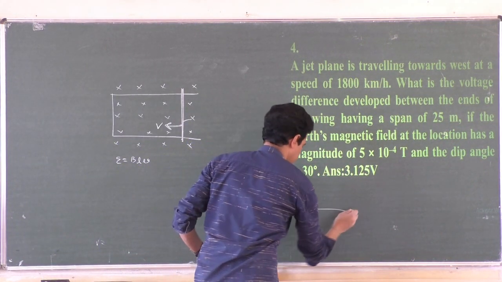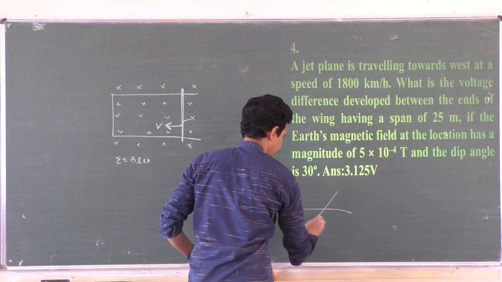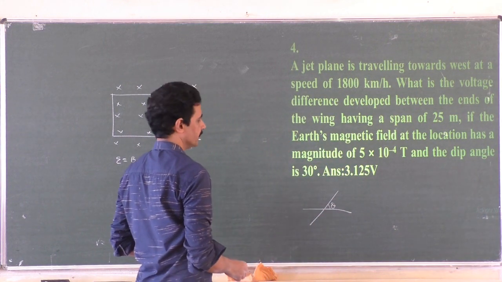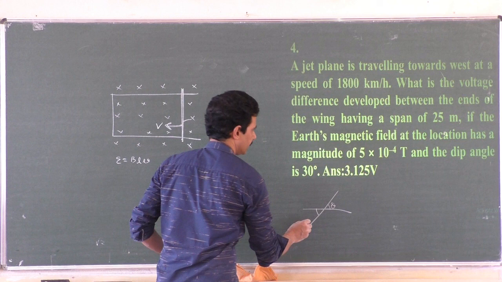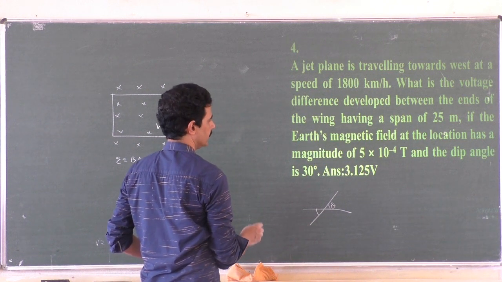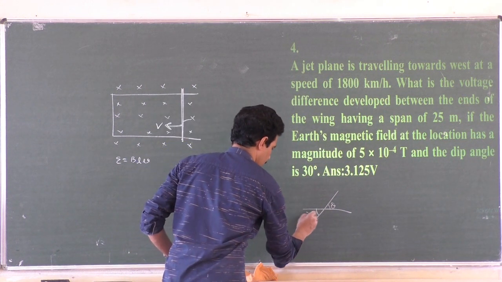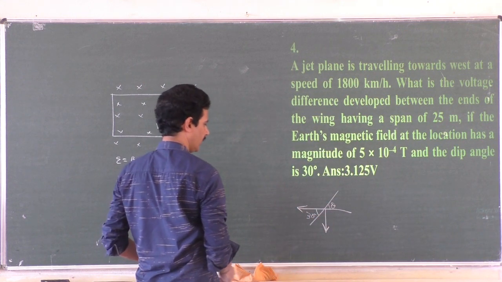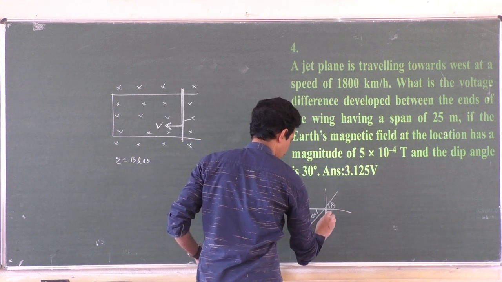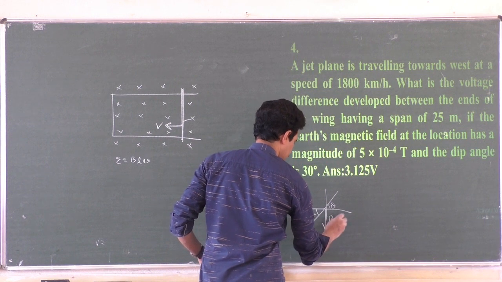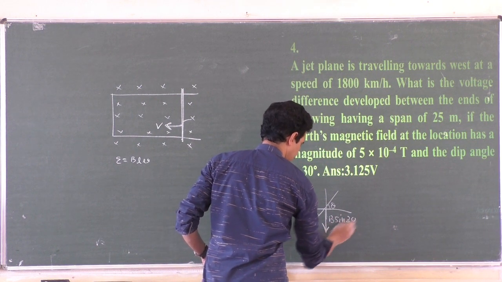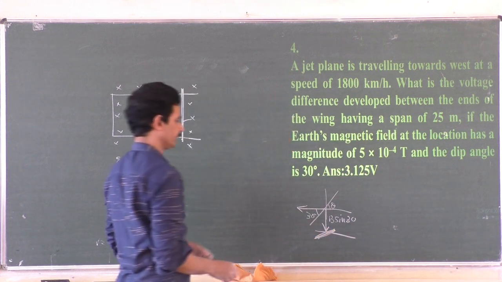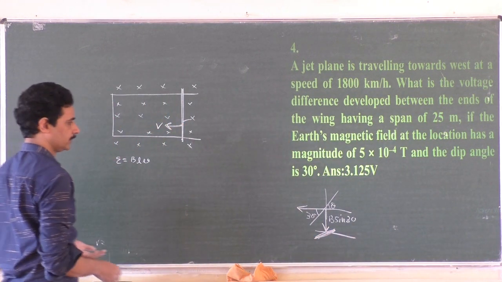You see, Earth's magnetic field lines are like this. Dip angle theta is how much? Say it is 30 degrees, right? The dip angle is 30. So which component, the cos component or the sine component? It is the sine component. This is the vertical component, B sine 30, which is cut by the aeroplane wings. Aeroplane wings will cut this one. So that has to be used now.